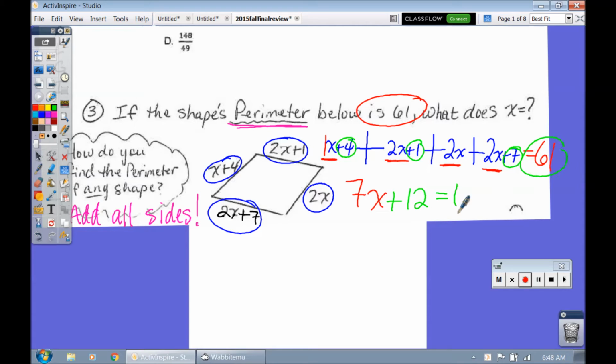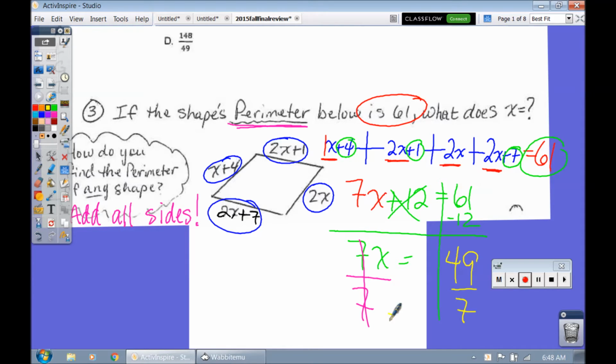We're down to a two-step equation. Move the 12, divide by 7. So we're going to do opposites. The opposite of +12 is -12. Bring down your 7x. 7x equals 49. Our last step is to divide by 7. So when we divide by 7 on both sides, how many times does 7 go into 49? So we know that x equals 7.